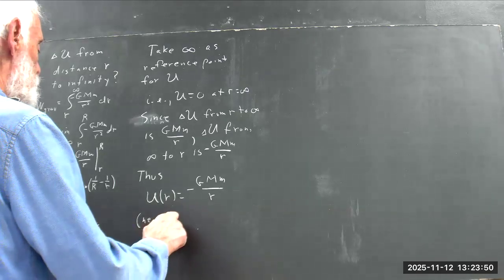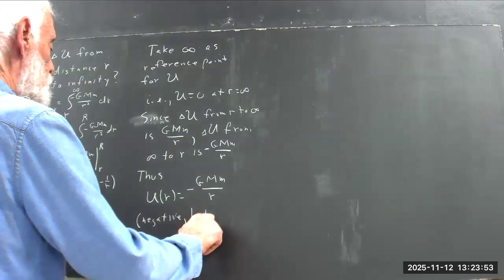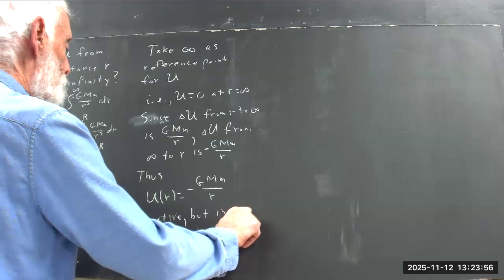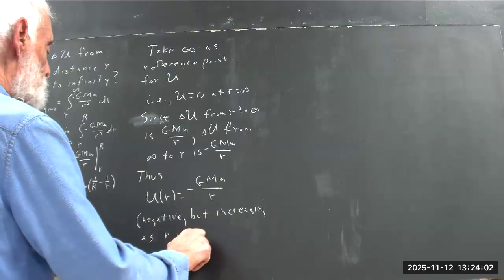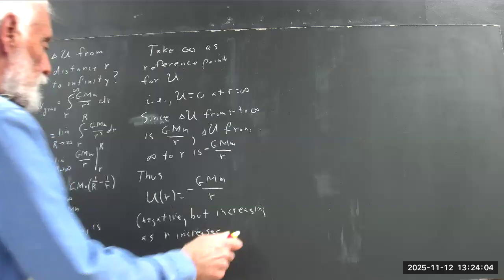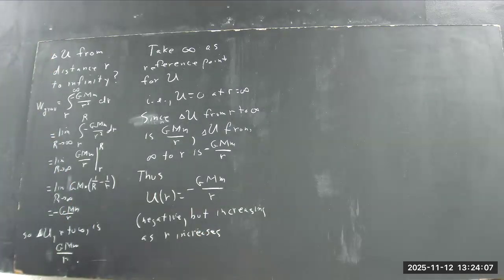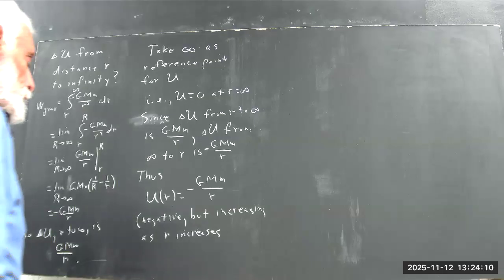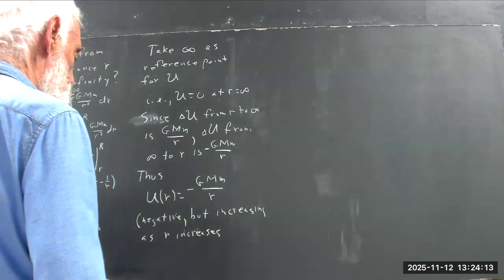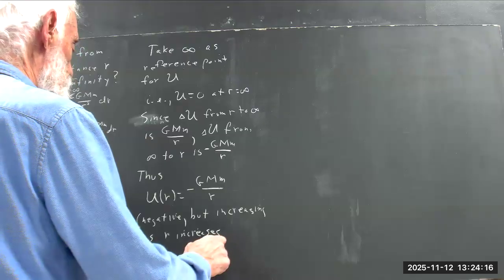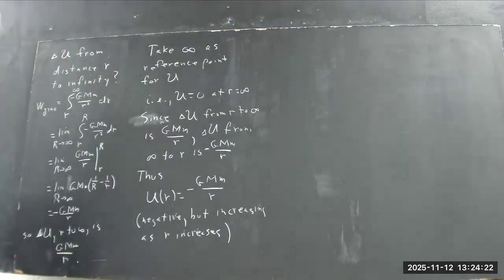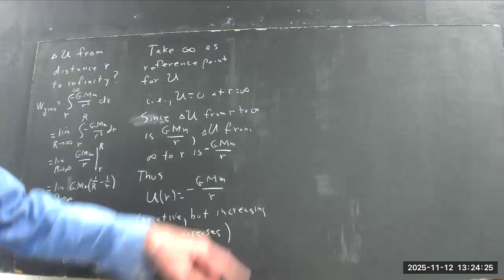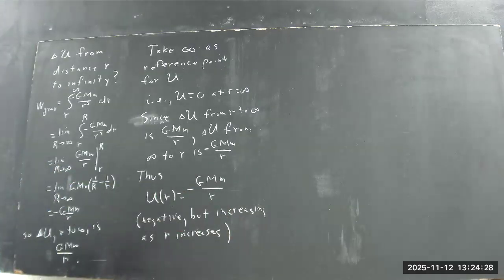So that's pretty simple. Are they truly similar? Often they're something more like this. It's negative, but it's increasing as R increases. So that case might be a little bit more complicated. Because as R increases, 1 over R decreases. So anyway, you want to make sure that that measure is correct.